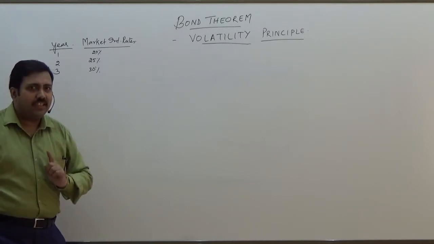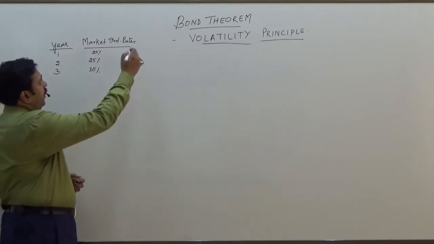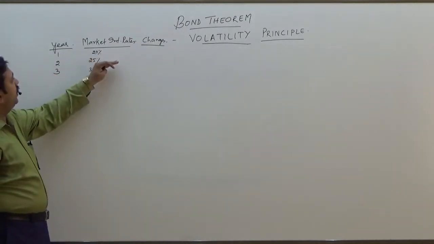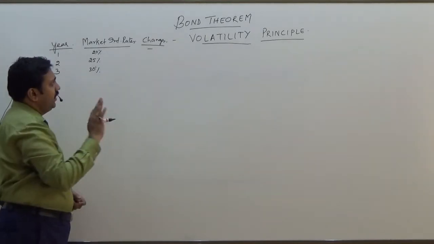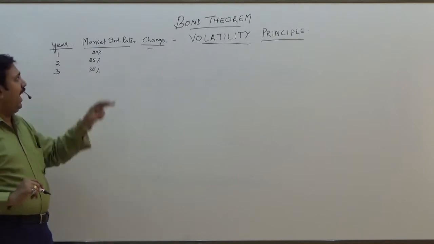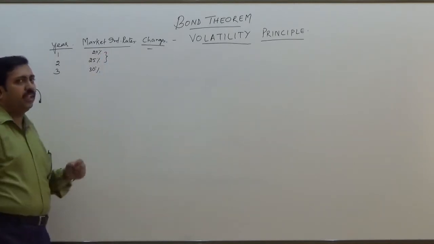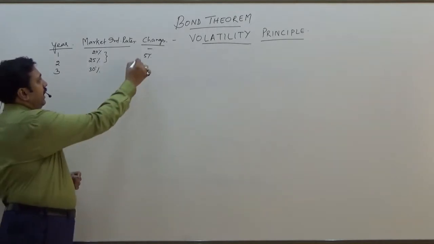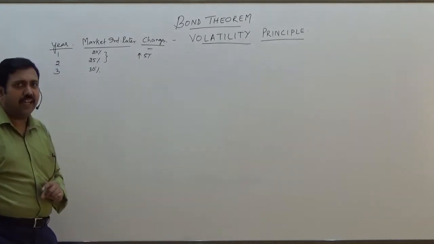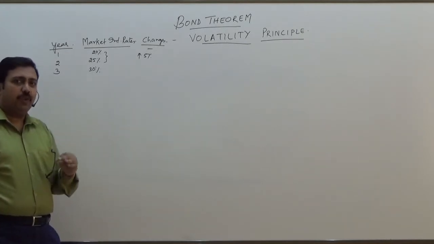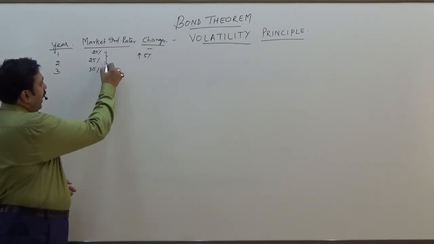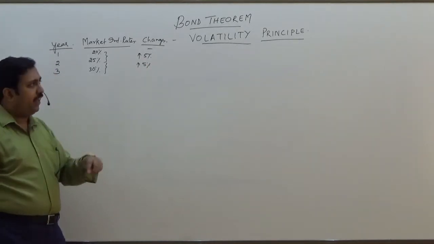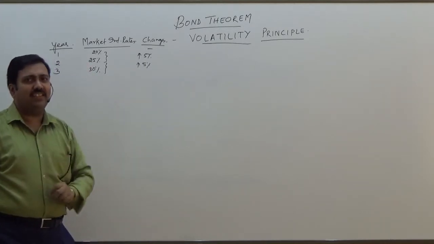Now, how much is the change that has happened in the market interest rates? Let us write down the changes. For the first year, there is no change over here, as it is 20%. For the second year, from 20% it has become 25%, so there has been an increase of 5%, that is, a positive change of 5%. Now what has happened in the third year? Comparing the third year with the second year, there has been a further increase of 5%.